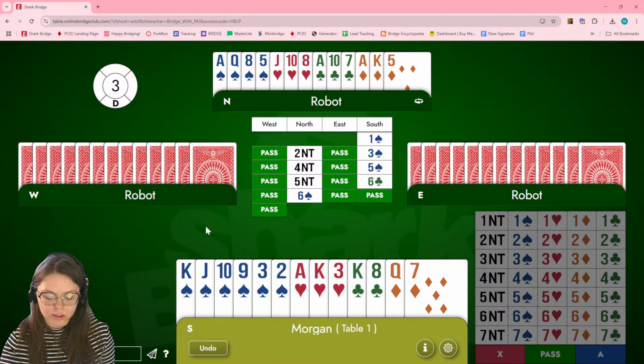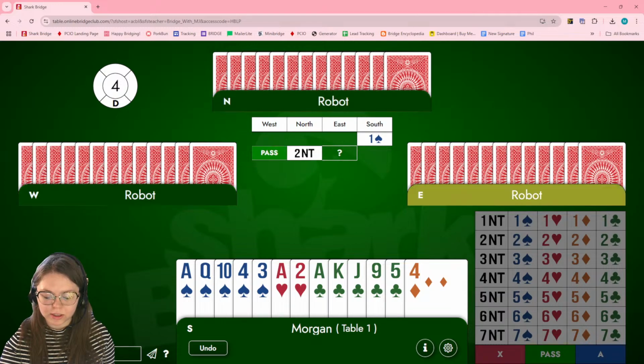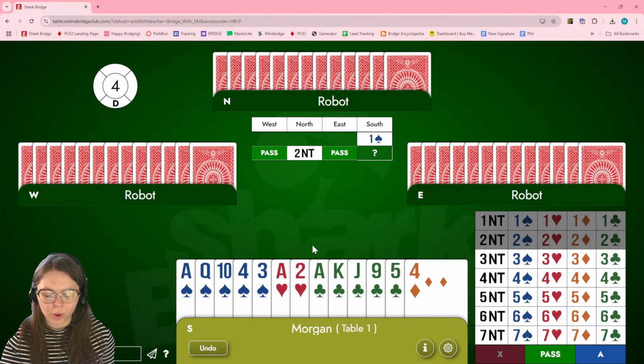All right, let's do another one. I've got 2 more here, and then I have 1 more little slide to go through. So we've got 18 high card points. I have 5 spades and 5 clubs. I'm going to start with 1 spade. Partner's going to bid 2 no. Woo! Jacoby, they are showing 4 card support. It is purely artificial, and it is showing a usually balanced hand, 4 card support, and game forcing values.